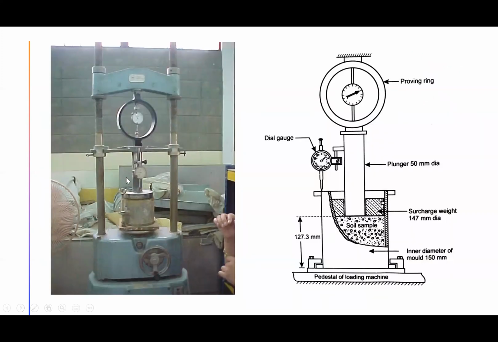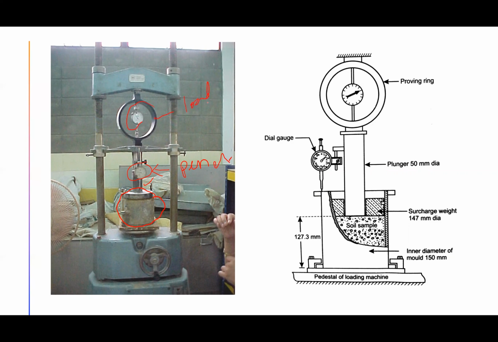This is the CBR machine that you can find in the lab. This is where the sample is; we put the sample there. This is the plunger, and this is the dial gauge for the penetration reading, and this is the dial gauge to read the load.